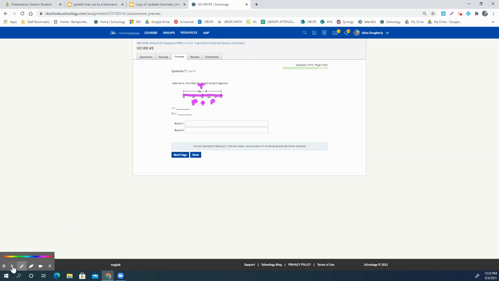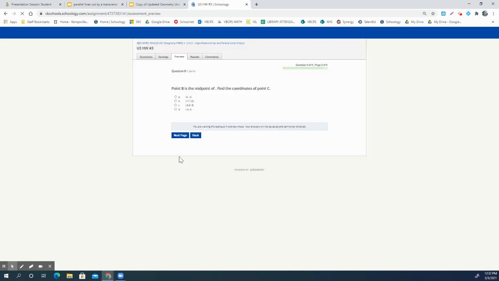How many questions are on this homework? 9? Okay. So I want to make sure we get to the last 2. Hopefully it makes you feel like you have a little bit less homework tonight.